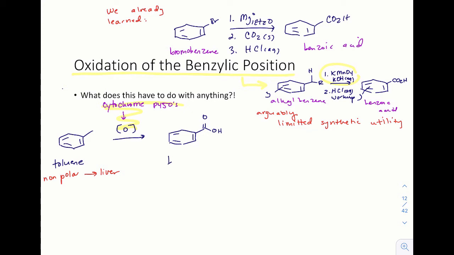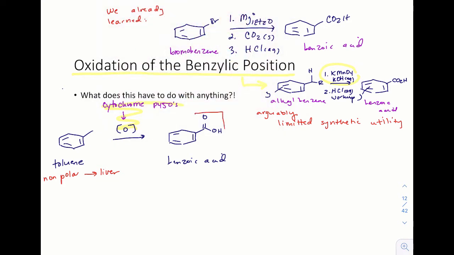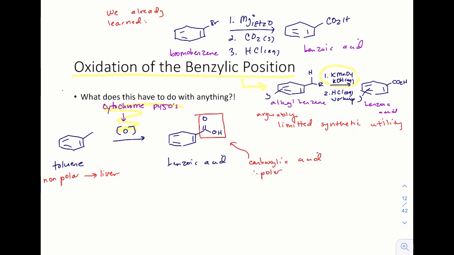So for toluene, benzoic acid would be formed. And for any alkyl benzene with at least one benzylic hydrogen, benzoic acid would be formed. Now, why does the liver do this? What is the point? Well, now the carboxylic acid group, it's polar. Polar molecules will localize in the kidneys where they can be excreted from the body as in urine.